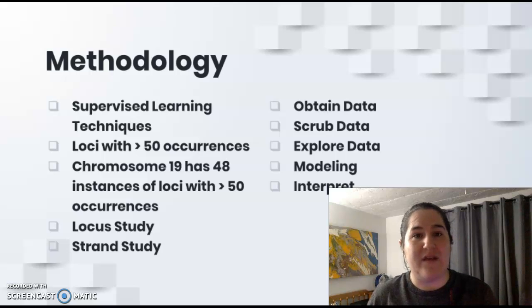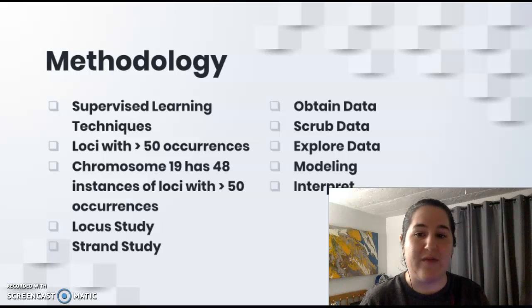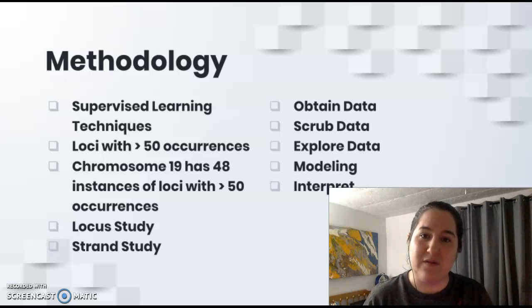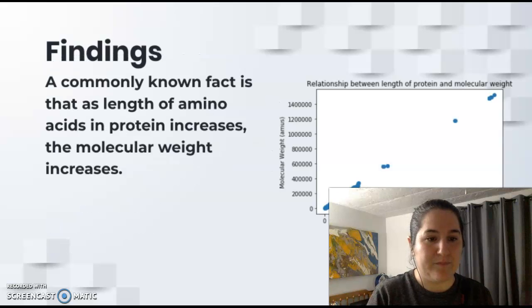I did two different studies. I did a locus study and a strand study. In this case, locus being the location of the protein, and strand being whether or not the sequence that we're looking at is a protein or not. And I went through the stereotypical data science approach. We obtained the data, then we scrubbed it, then we explored the data a little bit, did some feature generation, then we generated our model, we optimized the model, and then I have some interpretation for you.